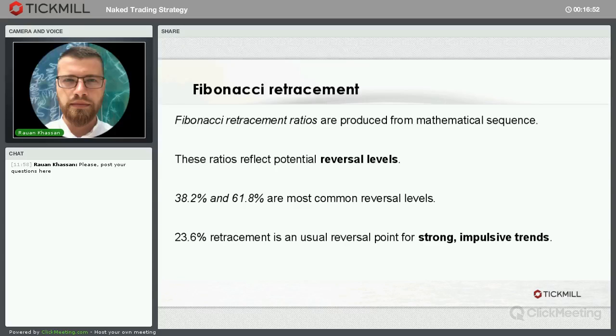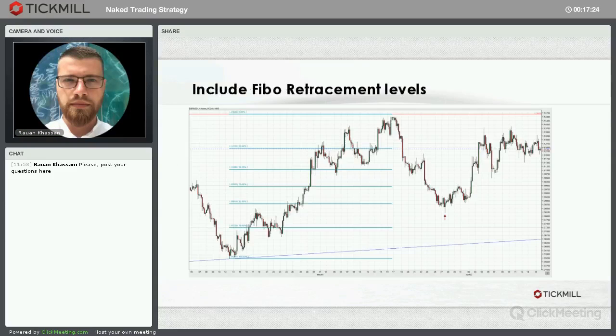These retracements are ratios which are produced from a mathematical sequence known as the Fibonacci sequence. These ratios reflect potential reversal levels. First of all, you need to follow the 38.2% and 61.8% ratios, which are the most common reversal levels. The other retracement level of 23.6% is a usual reversal point for strong and impulsive trends.